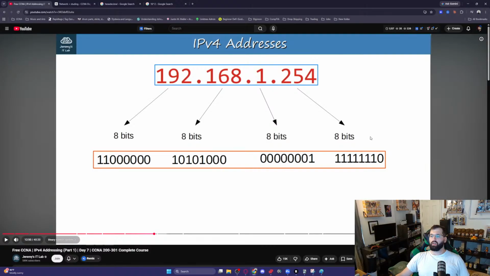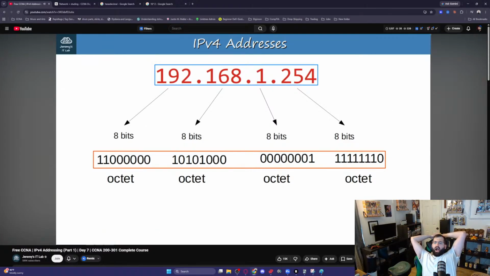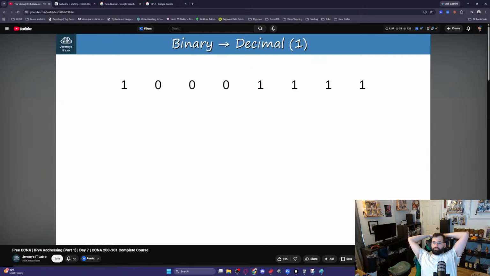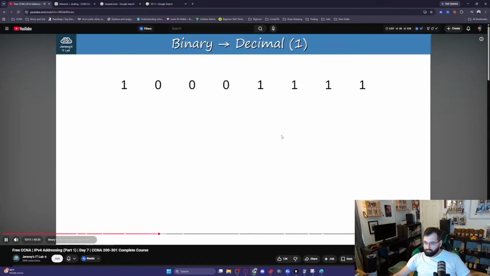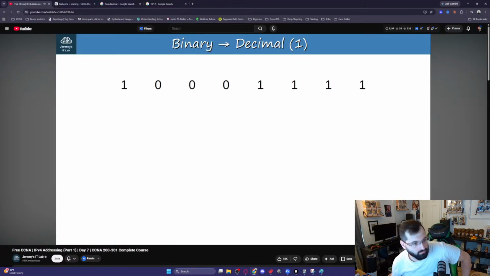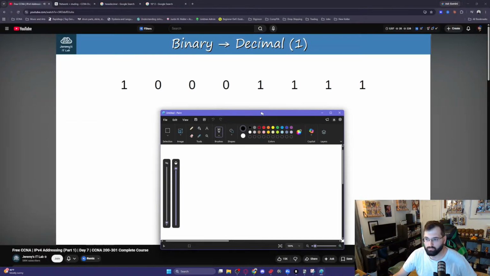Do some practice converting between decimal and binary. I want to teach you one more term. You'll often hear each of these 8-bit groups referred to as octets. Now let's get some practice converting binary octets to decimal. Here's an example. We have a binary octet of 10001111. How can we go about converting this to decimal?